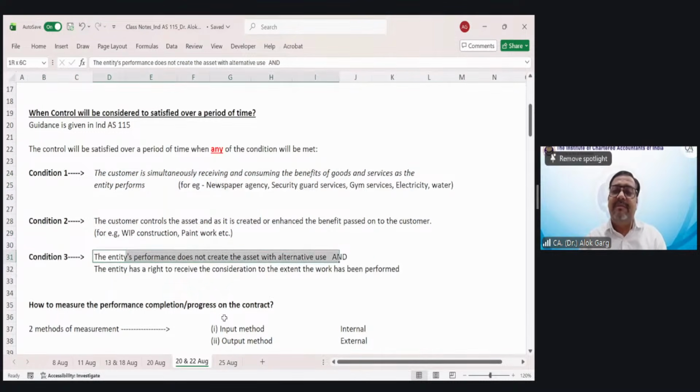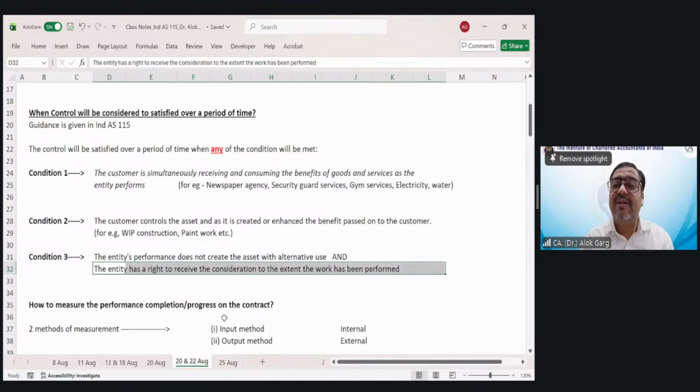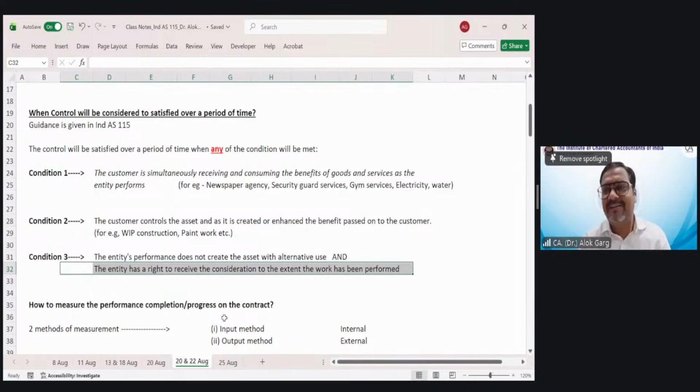So, the entity's performance does not create an asset with an alternative use, but the entity does not have a right to receive the consideration to the extent the work has been performed, right? In that case, if the entity does not have a right to receive the consideration, then you have to wait for the customer to take the work in progress goods, right? So when the entity transfers these goods to the customer, only then revenue has to be recognized, otherwise not.